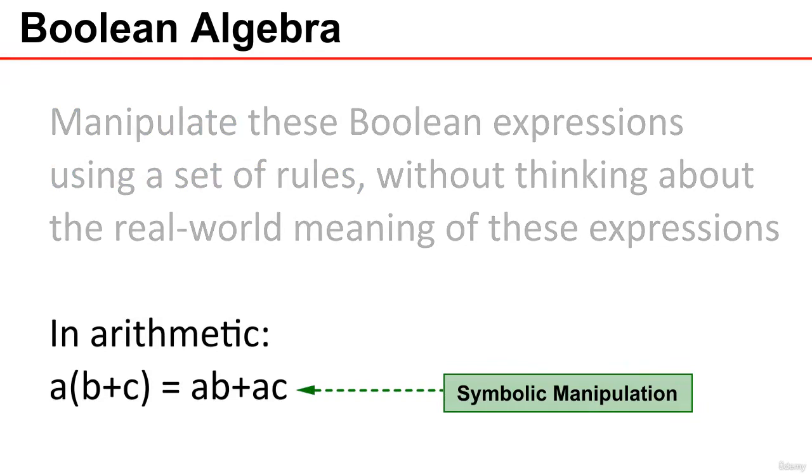For arithmetic, you had rules like a times (b plus c) is equal to a times b plus a times c. You were able to rewrite a times (b plus c) as a times b plus a times c without thinking about the real-world meaning of a, b, and c. A similar set of rules for Boolean statements is called Boolean algebra.